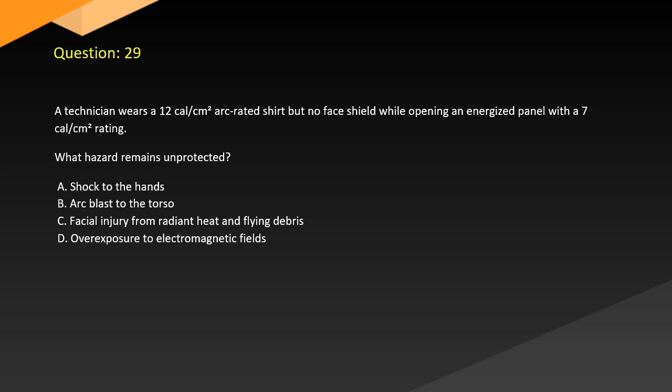Question 29. The technician wears a 12 cal/cm² arc-rated shirt, but no face shield while opening an energized panel with a 7 cal/cm² rating. What hazard remains unprotected? A. Shock to the hands. B. Arc blast to the torso. C. Facial injury from radiant heat and flying debris. D. Overexposure to electromagnetic fields.